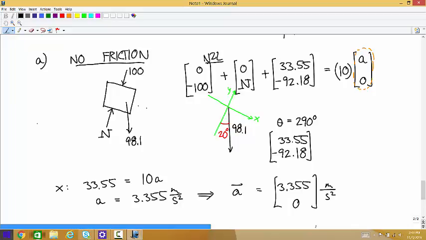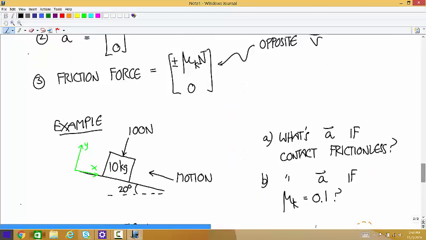Okay, so is this speeding up or slowing down? Well, what direction? Let's just draw. The positive x direction is down the ramp. We have a positive x, so it's this way. Yep, the velocity vector was up the ramp, so this is slowing down.